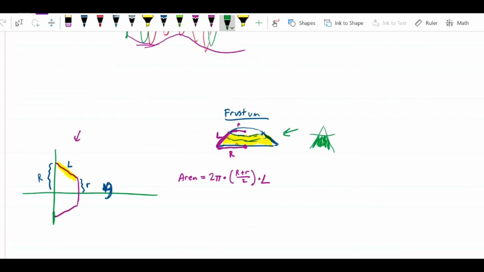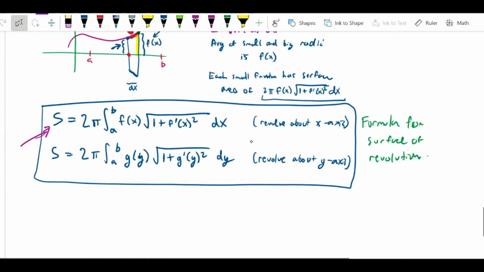Why? Because the formula is derived from the formula of a frustum, which gives us the formula of this yellow side of the frustum, not the formula for the ends. So there we go. I'll just put up the formulas again. There are the formulas for surface of revolution.